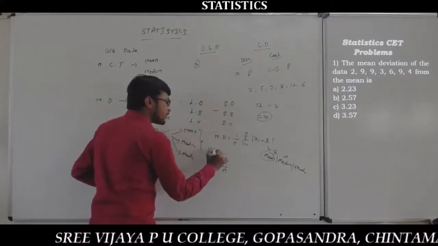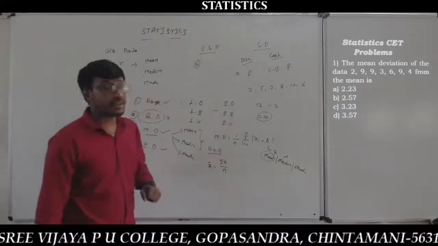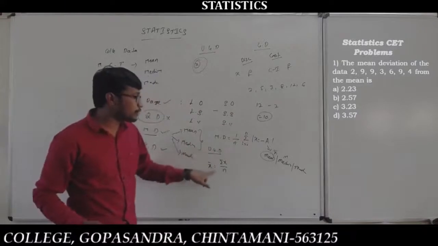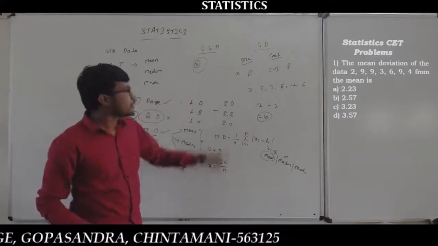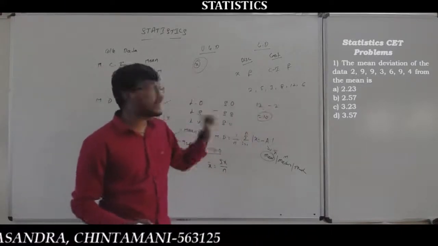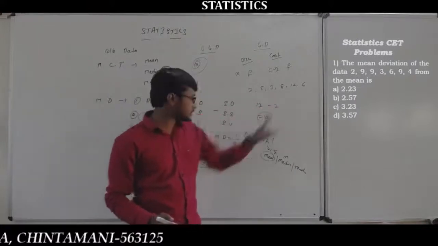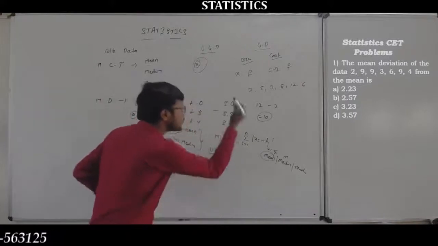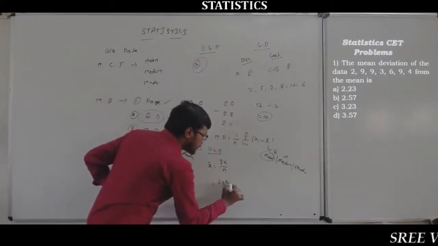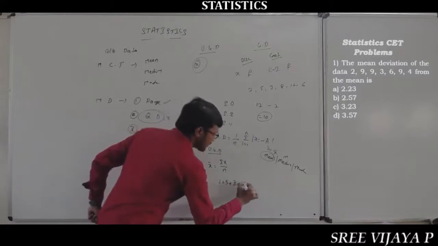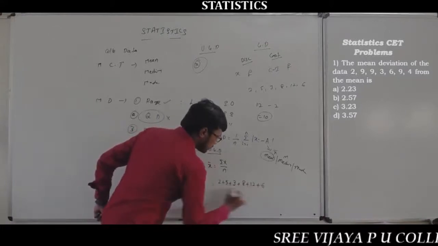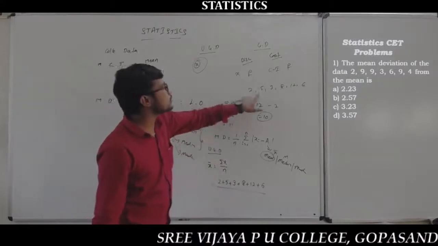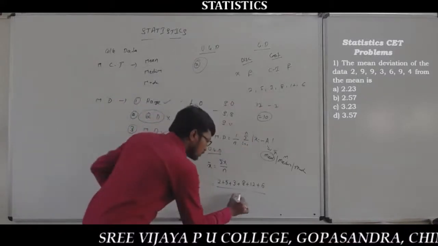This is for the ungrouped data. Ungrouped data means if they give only the scores, the mean is summation of x by n. Suppose we find it for this one: the mean is adding all the observations and dividing by n, the number of observations. So x bar is 2 plus 5 plus 3 plus 8 plus 12 plus 6, adding all observations, divided by n. The total number of observations is 1, 2, 3, 4, 5, 6. The total is 6.